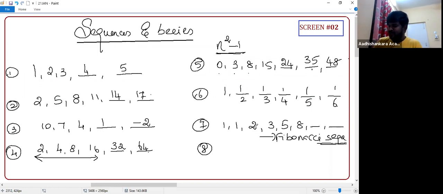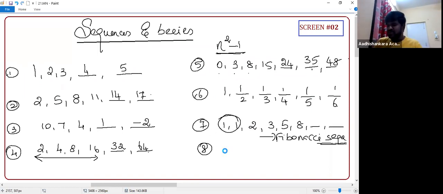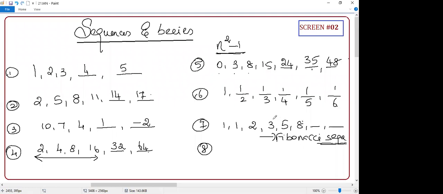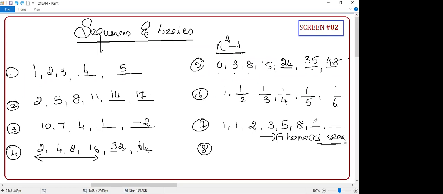So basically, guys, if you see, the first two terms are 1. Now 2 is obtained by adding these two terms. Now 3 is obtained by adding these two terms. Now 5 is obtained by adding these two terms. Now 8 is obtained by adding these two. Adding these two, you will get the next term. So every term is obtained by adding the previous two terms. Okay. It's 13.